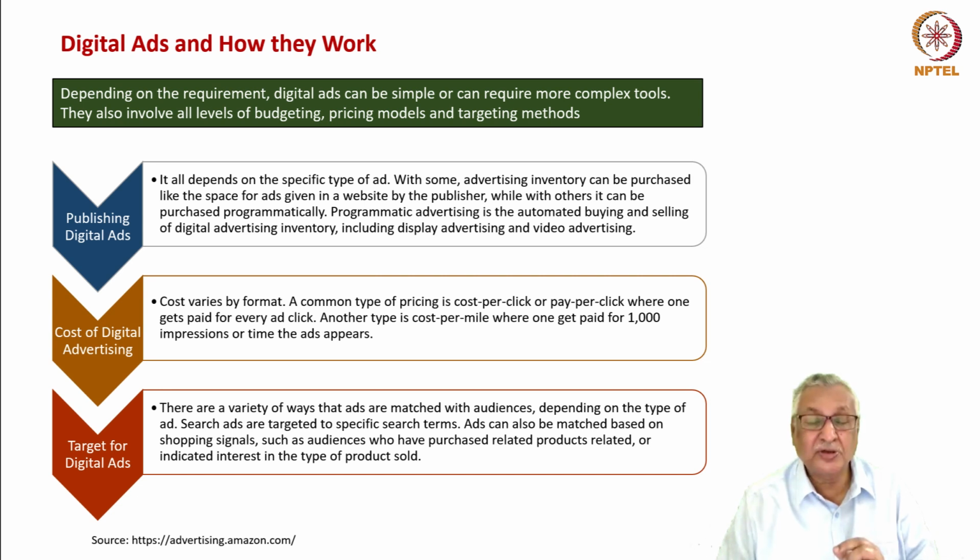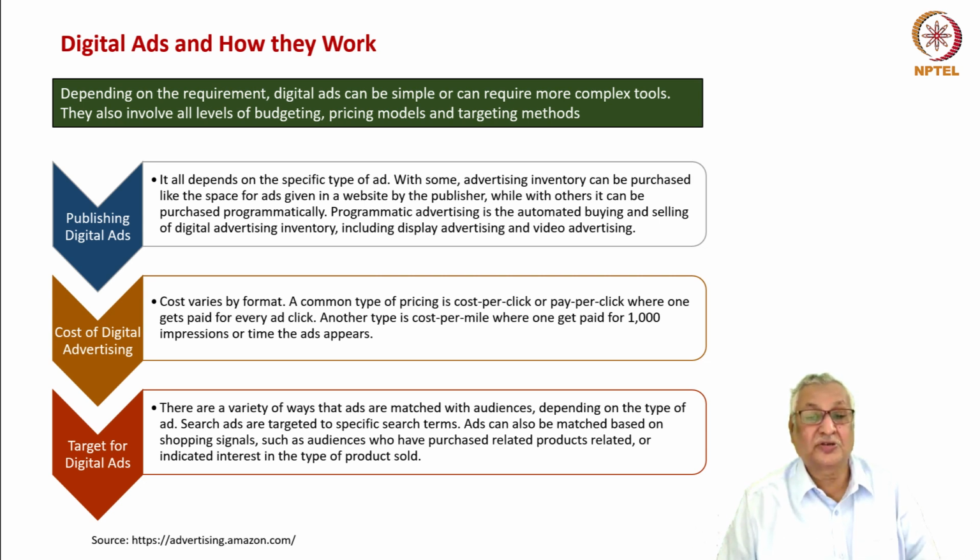You have to think about the specific type of ad that you would like to release. With some, advertising inventory can be purchased, like the space for ads given in a website by the publisher, while with others, it can't be purchased programmatically, but it can be done on a pre-arranged program basis. Programmatic advertising is the automated buying and selling of digital advertising inventory, including display advertising and video advertising. Companies such as Amazon specialize in publishing digital ads on a programmatic basis.